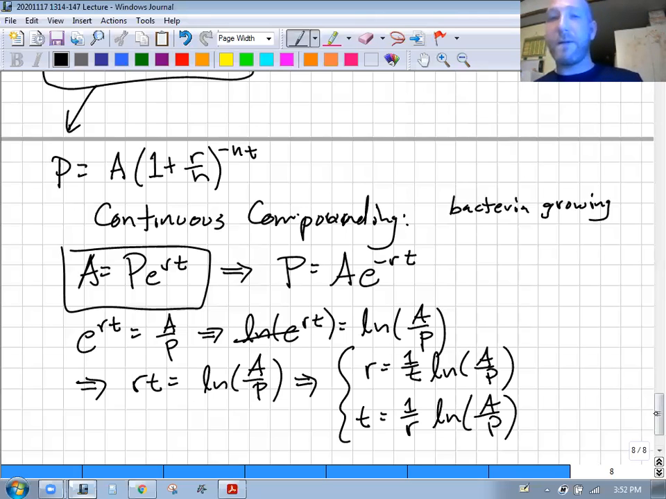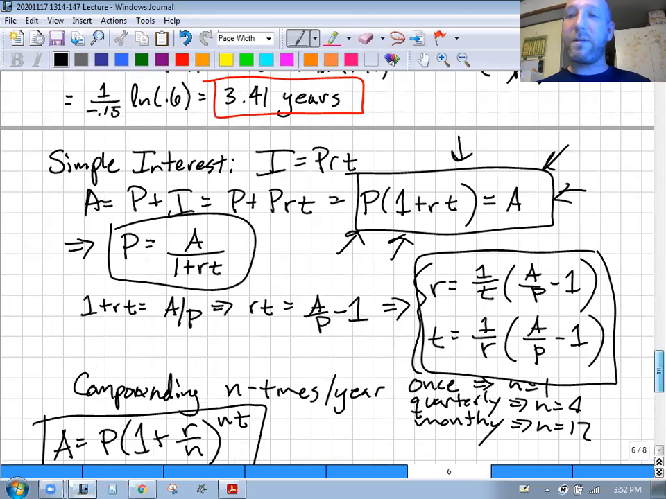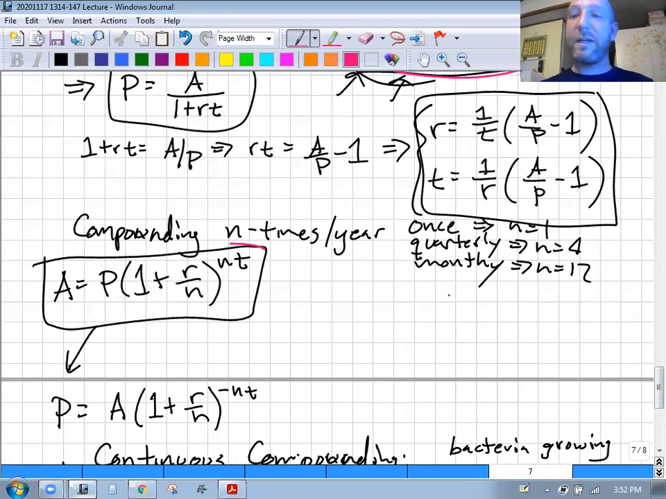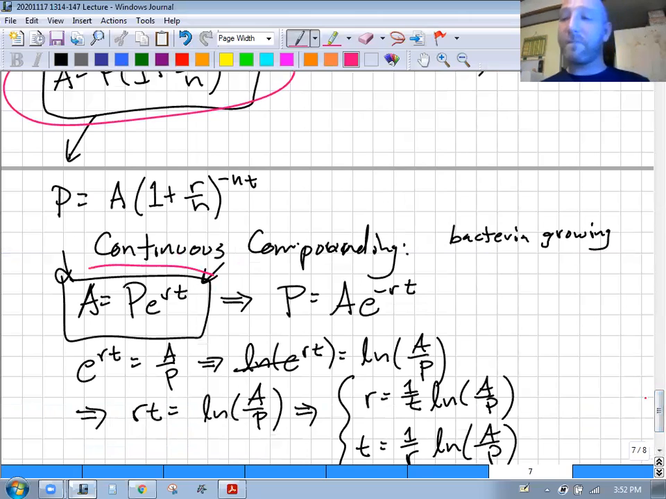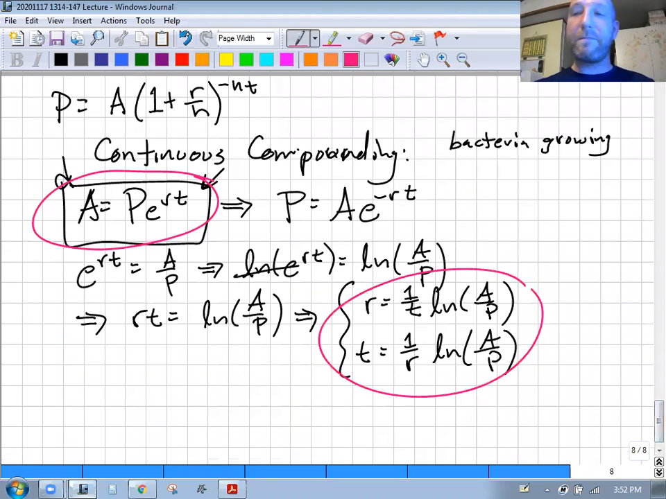Okay, so you have your three main formulas. That one for simple interest, this is compounding interest n times a year, and here's your continuous. But each one has 4 variables, and you want to be able to rearrange it to solve for any one of them like that.